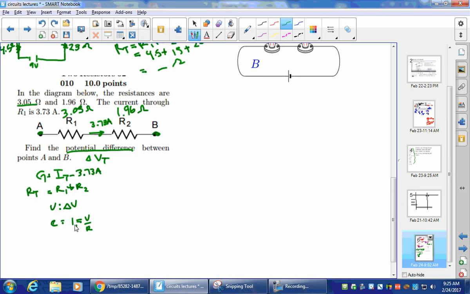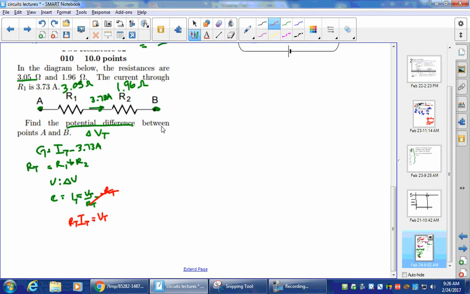But remember, since we have a total of this, we need a total for this as well. We don't know what our voltage is, so let's multiply by R to get this out of here, right? So we have R_T times I_T, and the total here is equal to our total voltage, or our potential difference across all the resistors.